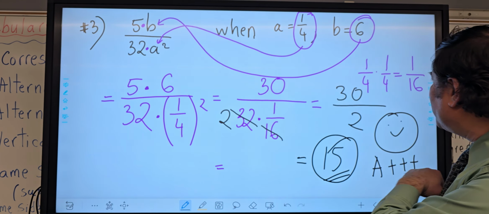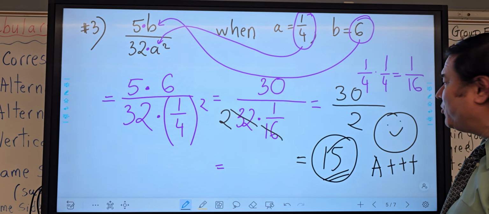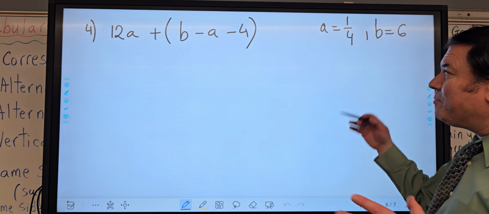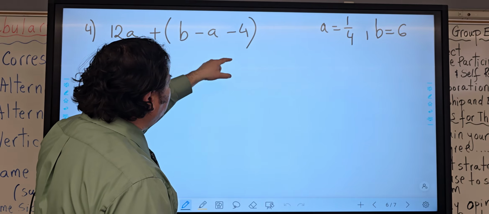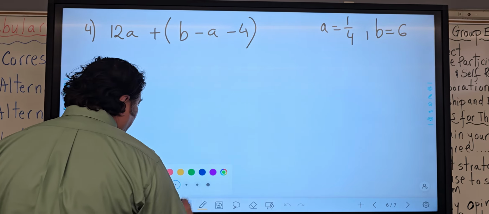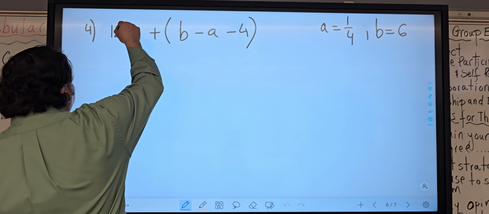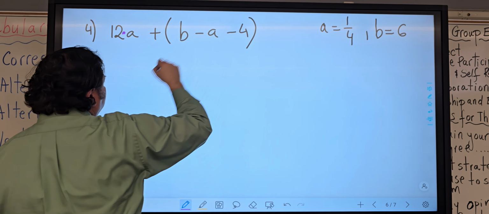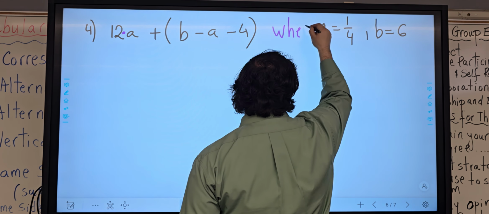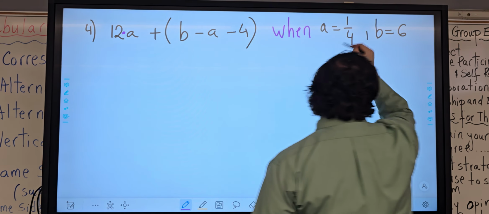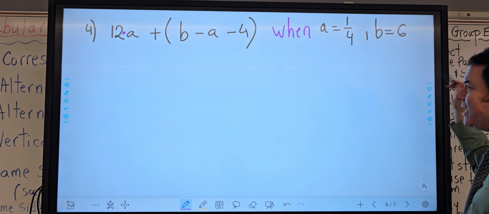Okay, let's continue with another example here. We have one more example for you today. And this example is 12a plus b minus a minus 4. We are going to evaluate that, right? Remember, 12a, that's what it means, 12 times a. And we are going to evaluate when a equals 1 over 4 again and b equals 6.